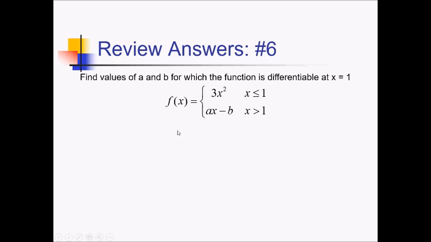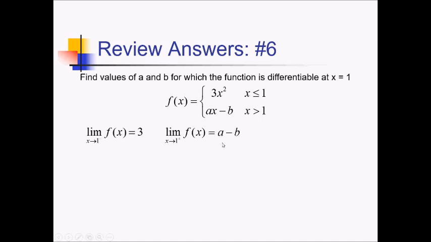So I need the left and the right side limits and the function value at x equals 1. Left side limit at 1. We're plugging 1 into this first function here. So 3 times 1 squared is just 3. Right side limit at 1. Now we're plugging 1 into the second rule, the x greater than 1 rule. So a times 1 minus b is just a minus b.